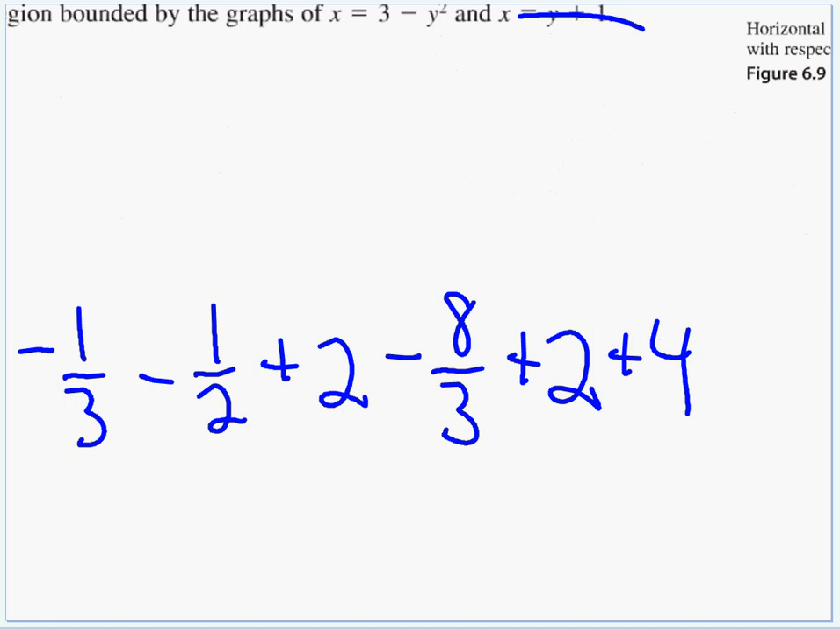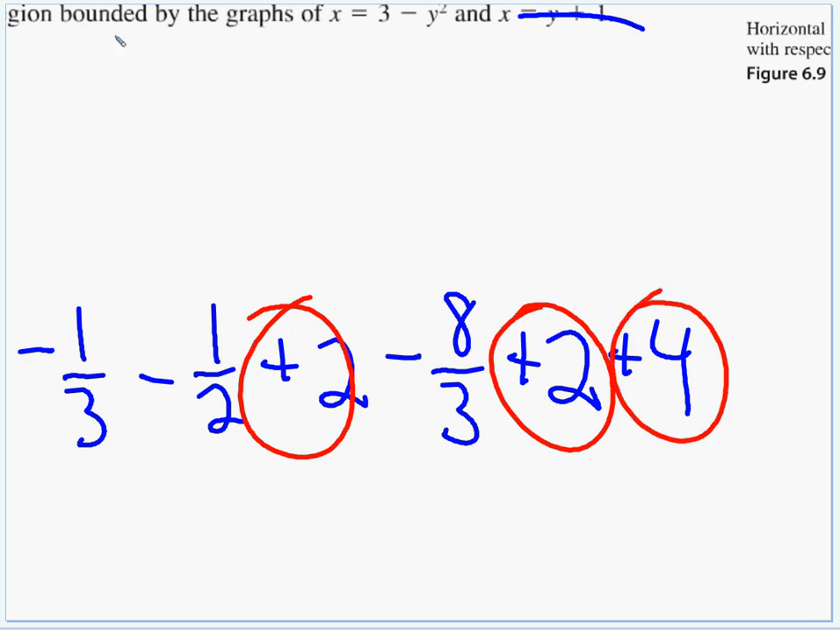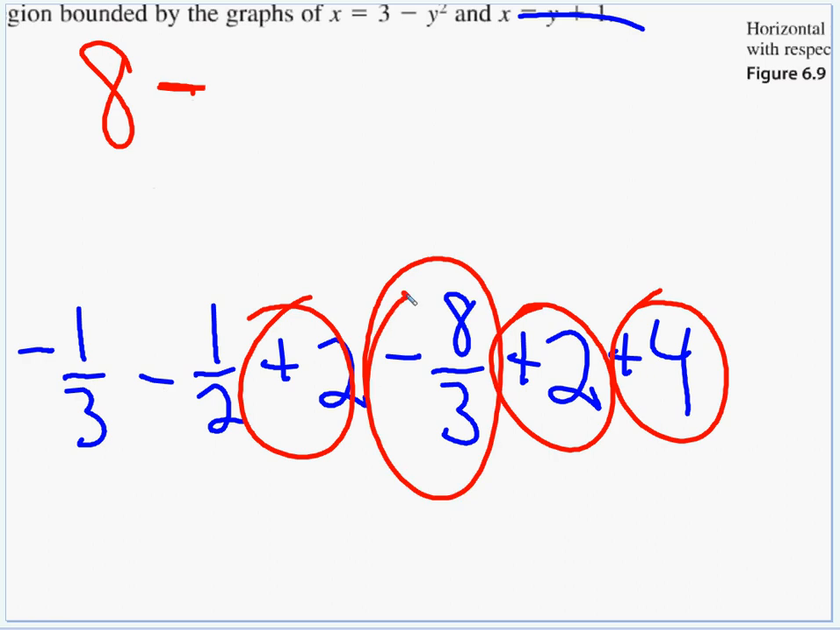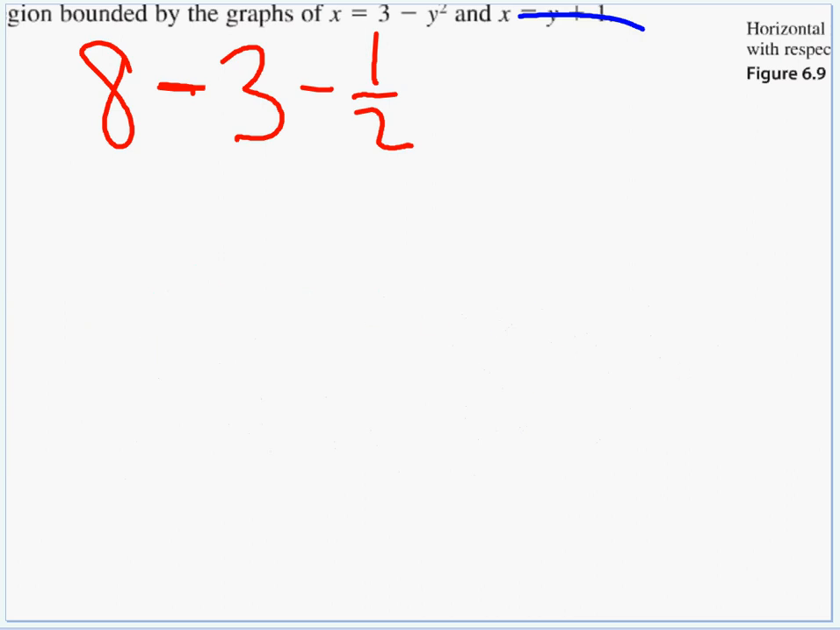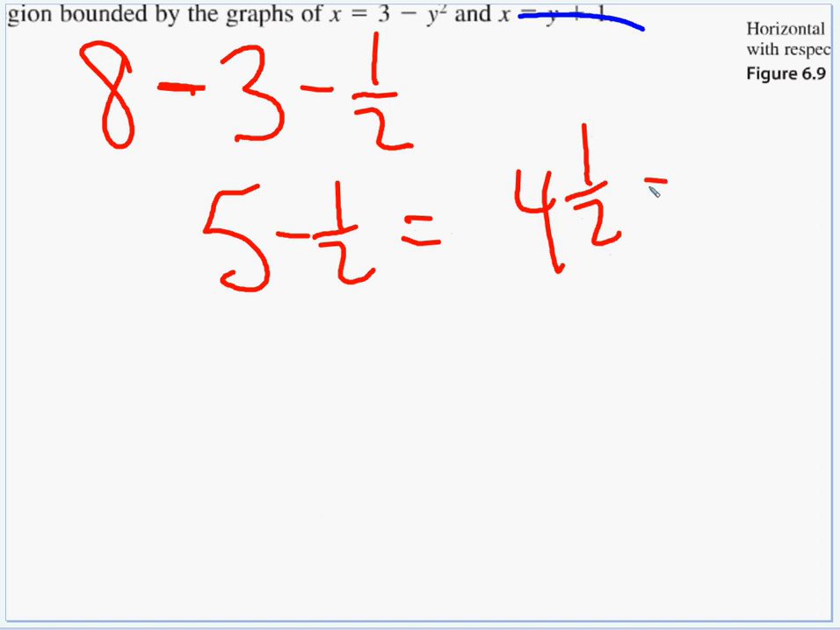So I'm going to work my way back up. I'm going to start with my whole numbers. 2 plus 2 plus 4, that's 8. Minus, we got a negative 8/3 and another minus 1/3. That's negative 9/3. That's a minus 3. And then we've got this leftover little minus 1/2 in there. So 8 minus 3 is 5. 5 minus 1/2 is 4.5, or 9/2. And there we go. We integrated this time to the y-axis.